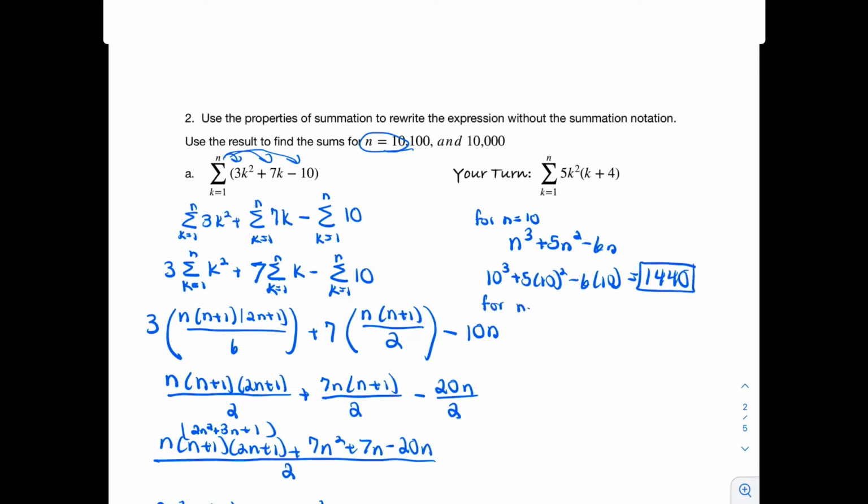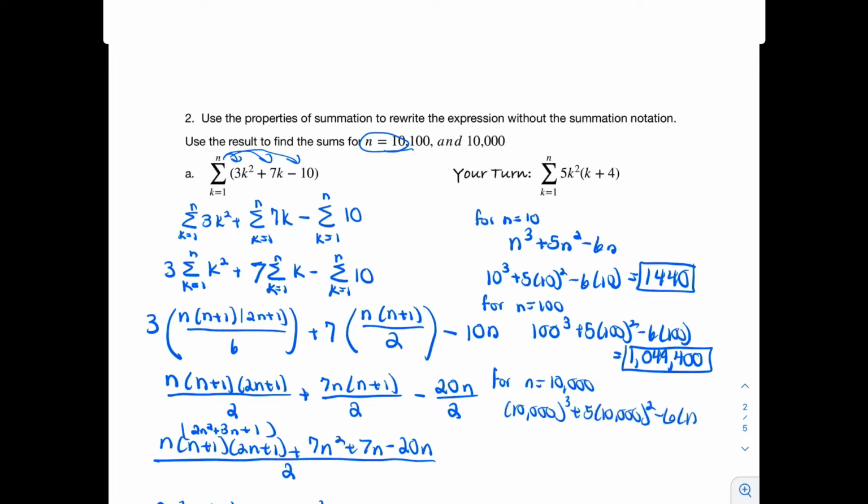Next, I just go to our formula here and replace n with 100. And I get 1,049,400. And then replacing n with 10,000, we get 1,000,494,400,000. Okay, now I want you to try this next example.